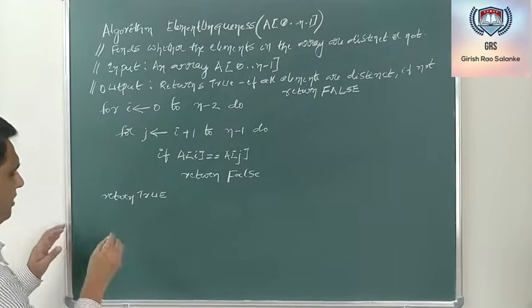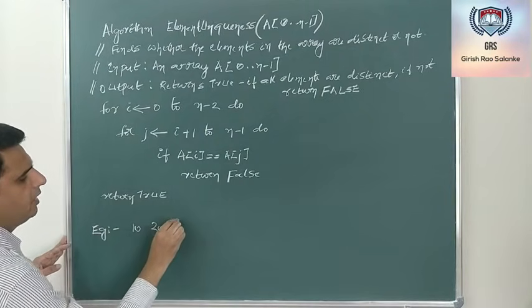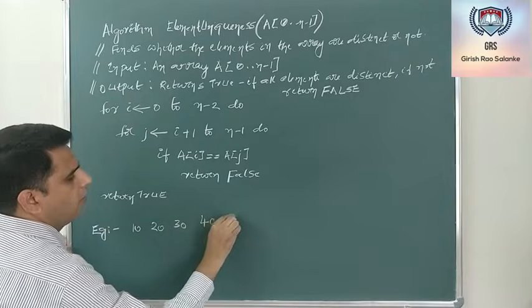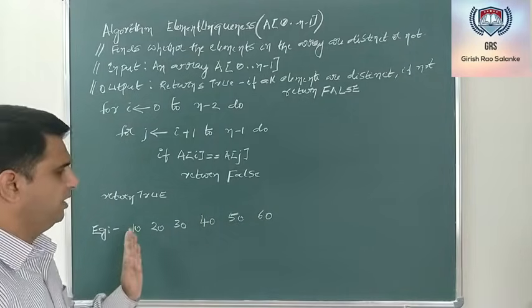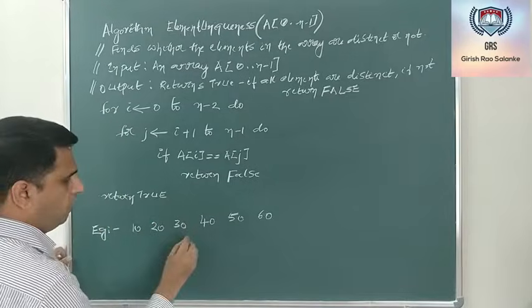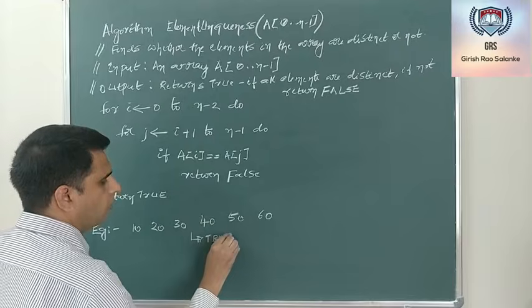In the sense, if I take an example wherein my array elements are 10, 20, 30, 40, 50, 60. Now, if you see, the elements are not being repeated. So for this input, my algorithm returns true. This is a true case.